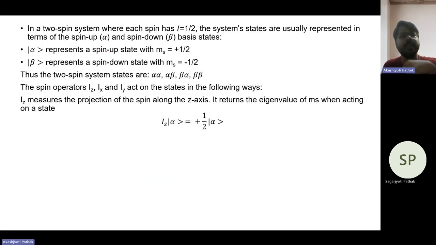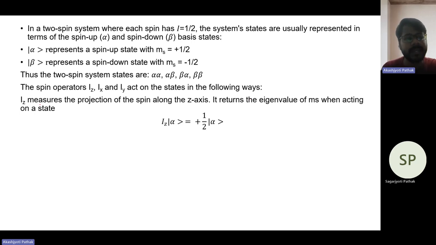Now let's look at how you have to solve this question. Just now I discussed that in a two-spin system, each spin has I equal to half, and each spin can exist in two states, alpha state or beta state. So there can be four possible states: alpha alpha, alpha beta, beta alpha, and beta beta. Now the spin operators Ix, Iy, and Iz can act on these states in the following ways.